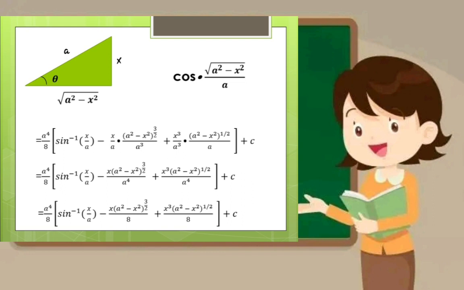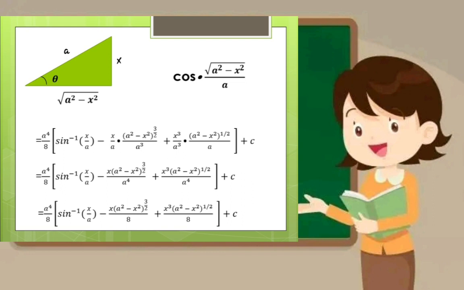If we substitute here, we have a raised to 4 over 8 times theta, which is the arc sine of x over a, minus sine of theta, which is x over a, times cosine cubed of theta, which is a² minus x² raised to 3 halves divided by a cubed, plus sine cubed of theta, which is x cubed over a cubed, times cosine of theta, which is the square root of a² minus x², so write it as a² minus x² raised to 1 half divided by a, plus c.